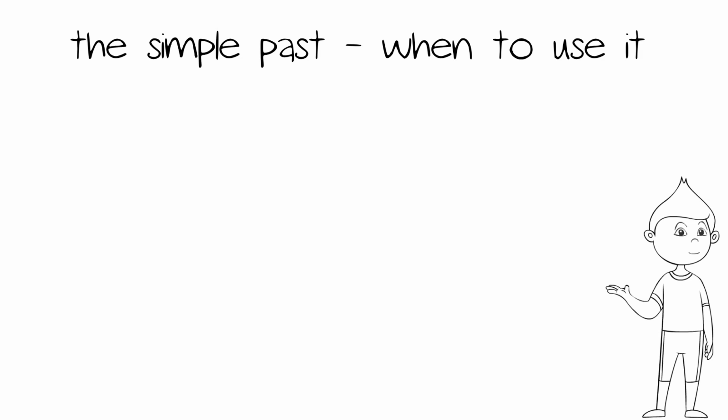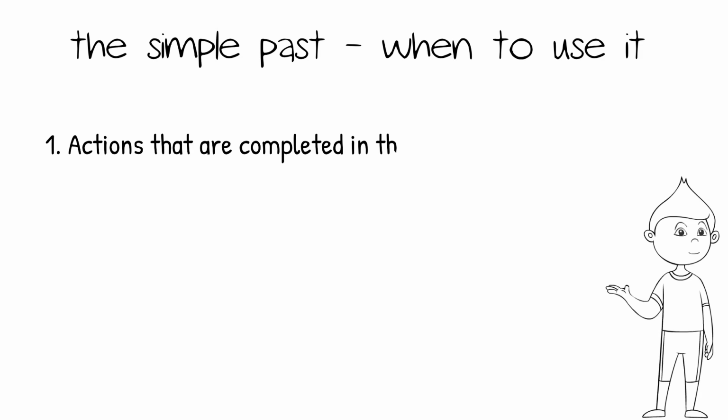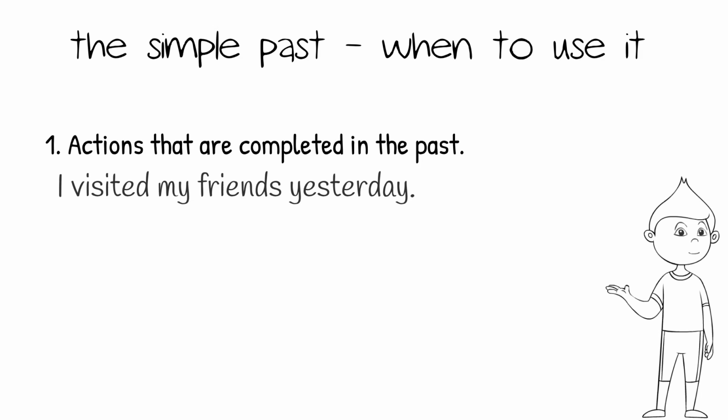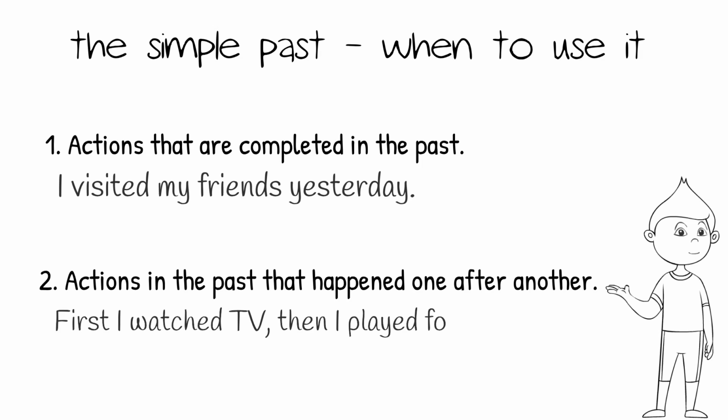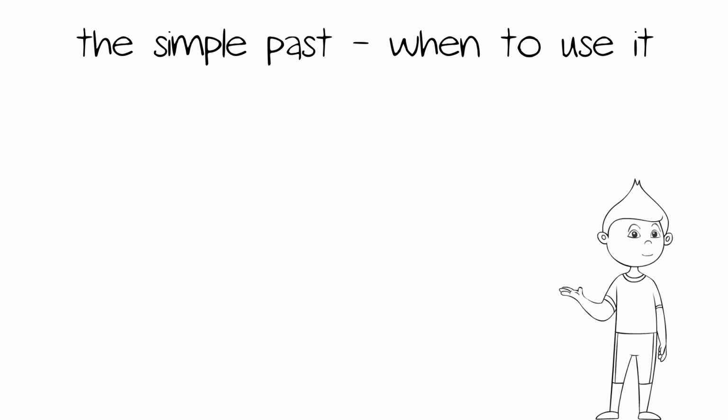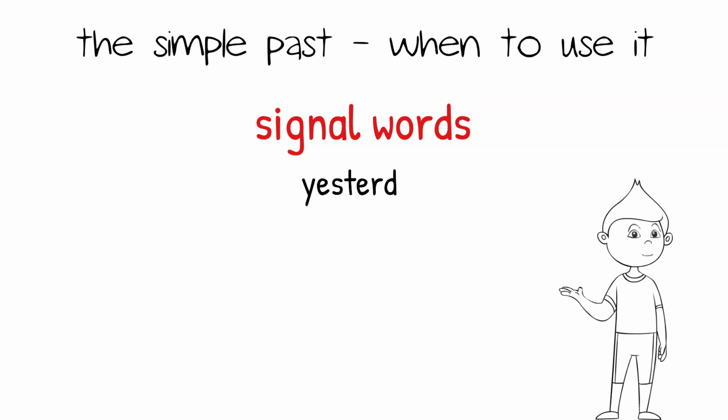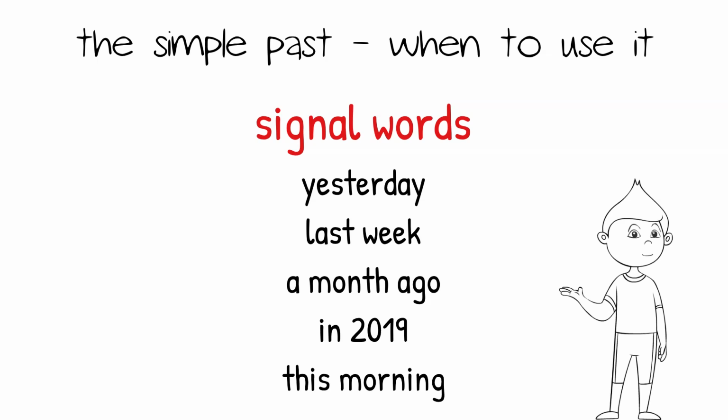You use the simple past to talk about actions that happened in the past and that are completed. For example, I visited my friends yesterday. You either talk about single actions or actions that happened one after another. For example, first I watched TV, then I played football. What's important is that the action is completed and that it doesn't refer to the present. By the way, typical signal words are, for example, yesterday, last week, a month ago, in 2019 or this morning.